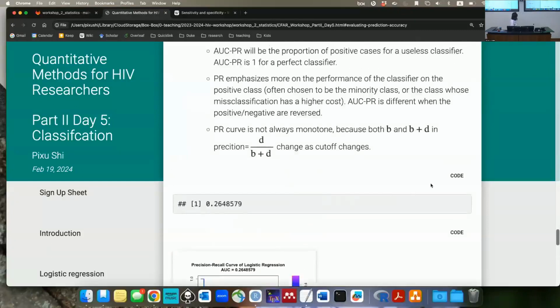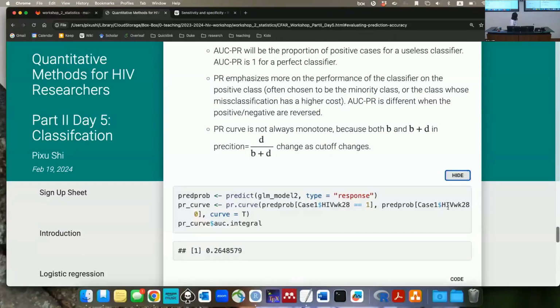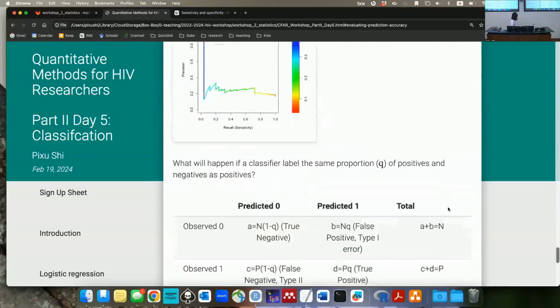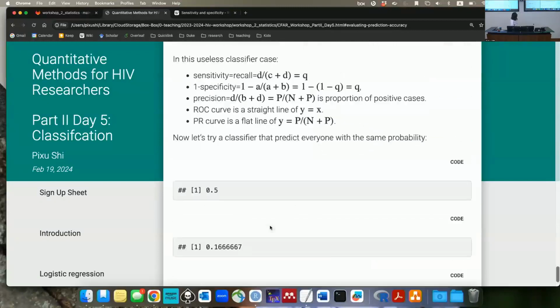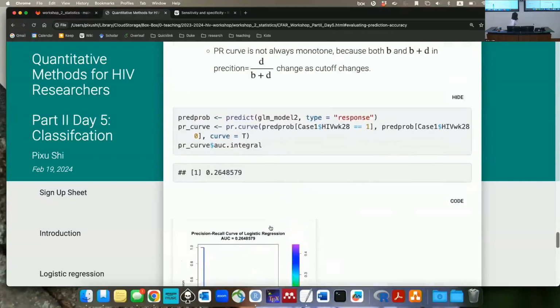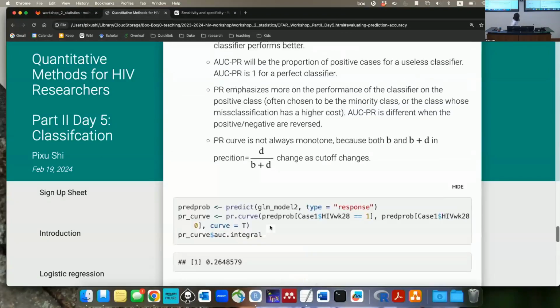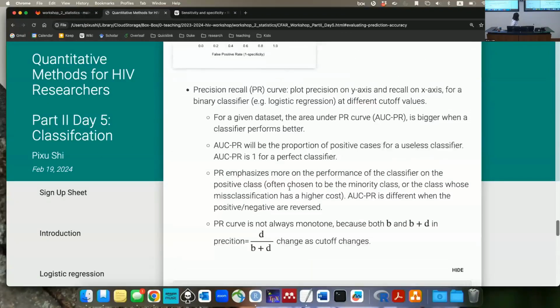Oh, sorry, it's the 0.2. No, it's 0.16. I think that's 0.16. So the precision recall curve is going to emphasize on the positive cases.